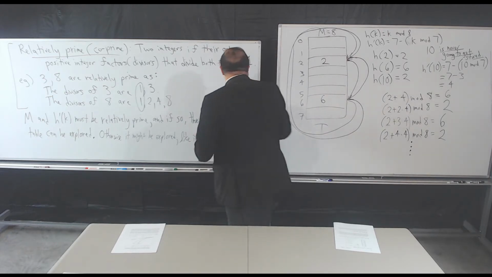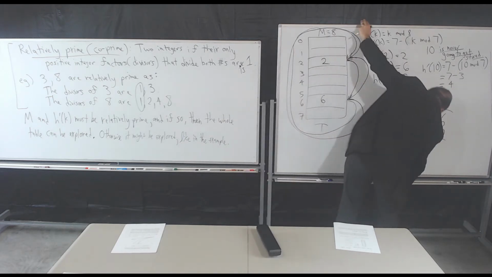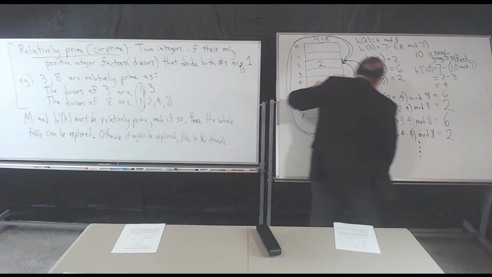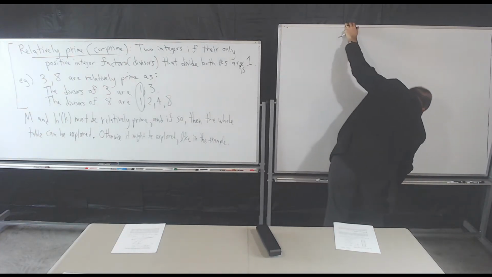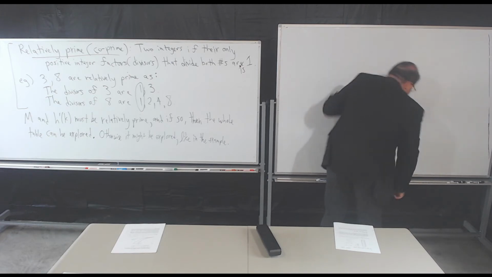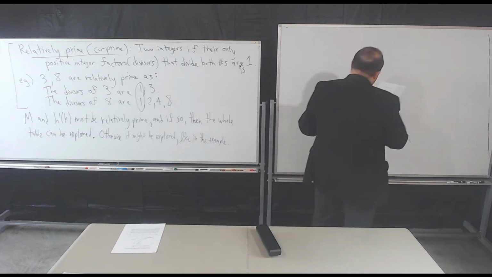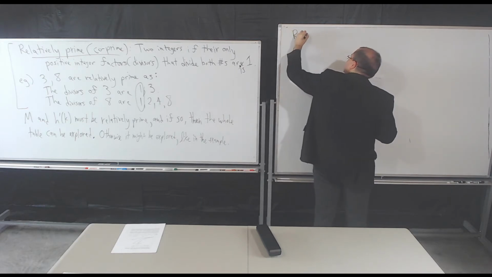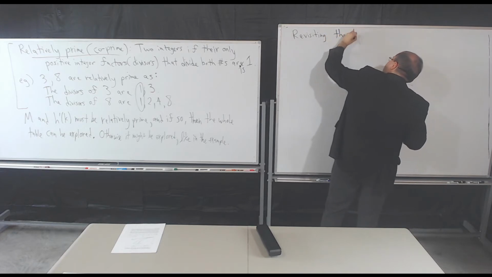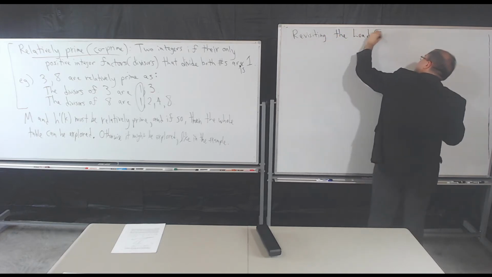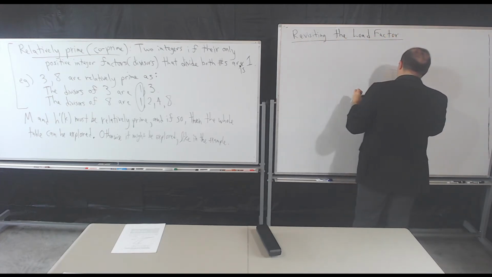Okay, so what we're going to do next is revisit the load factor. I promised I was going to talk a little bit about average numbers of collisions. So let's talk a little bit about that. We're done talking about double hashing. So we're revisiting the load factor.